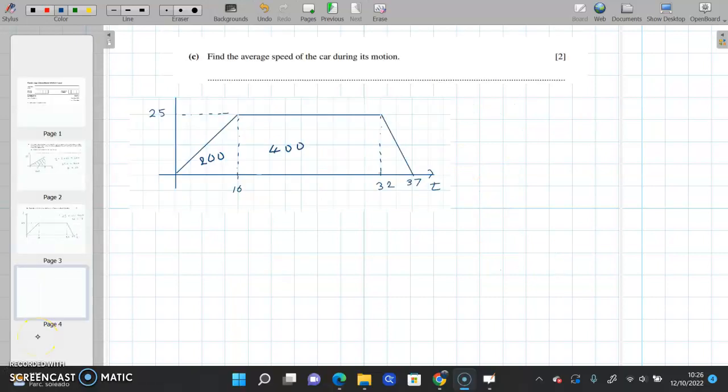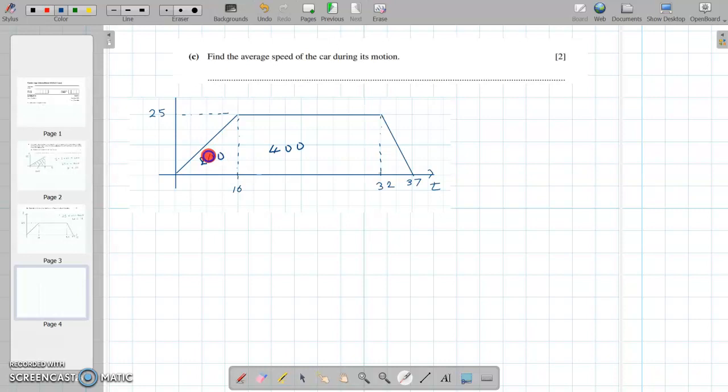Find the average speed of the car during its motion. Well, the average speed is the total distance over the total time. The total distance is the total area under the graph. We've already got this area of 200 meters, area of that triangle. The area of this rectangle is 400, so all we need is the area of this triangle. And then the average speed is going to be total distance over total time. Well, the total time is 37.